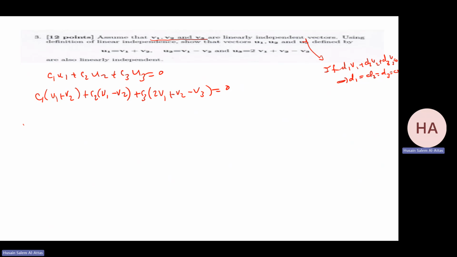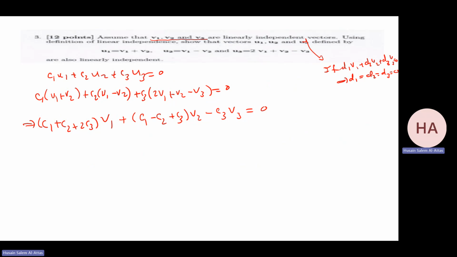Okay, now look at the constant times V1, which is what? C1 plus C2 plus 2C3. Those times V1. Maybe I wrote it this way better. Plus, now times V2, C1 minus C2 plus C3 times V2 is equal to 0. And the last one, I have for V3 minus C3, V3 equal to 0.